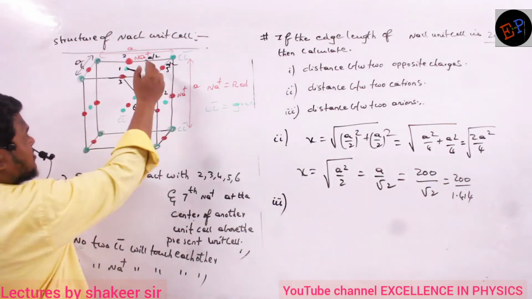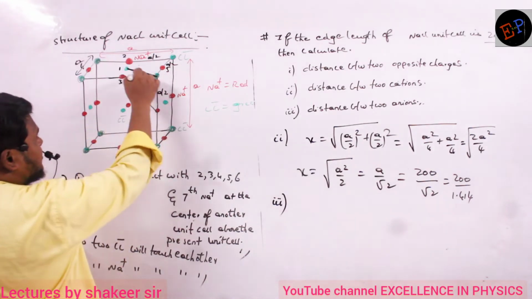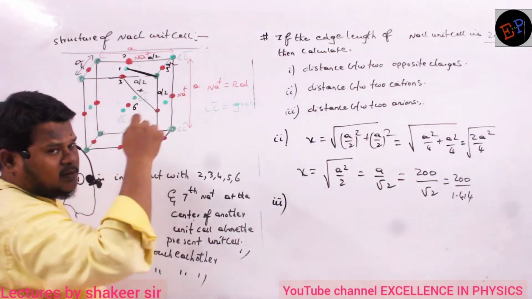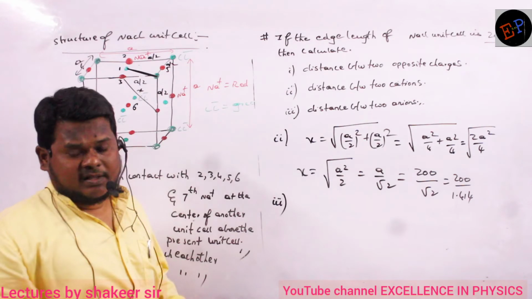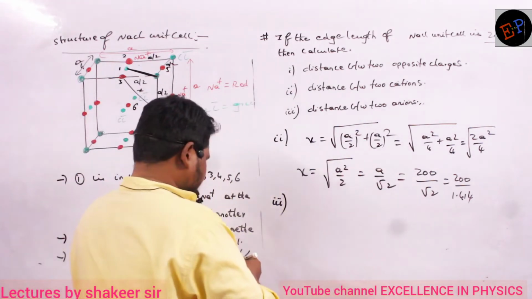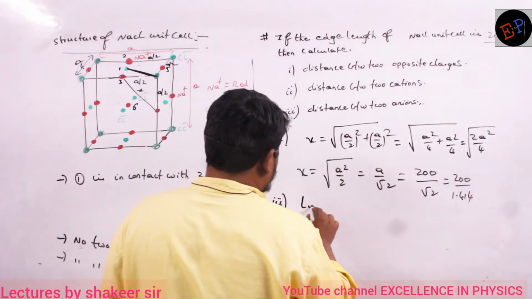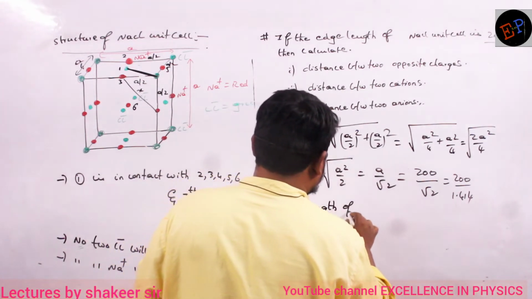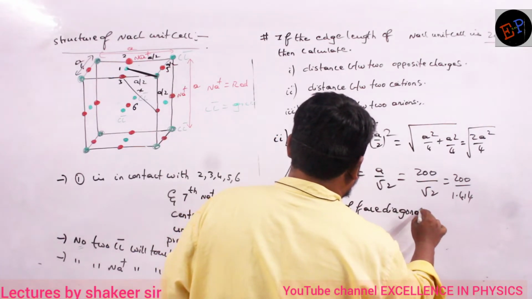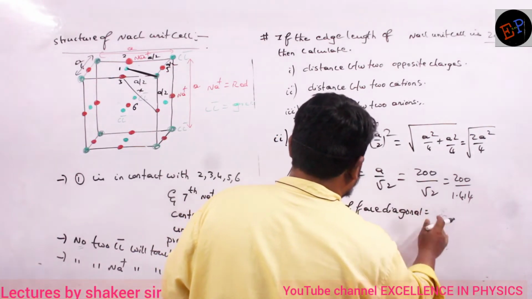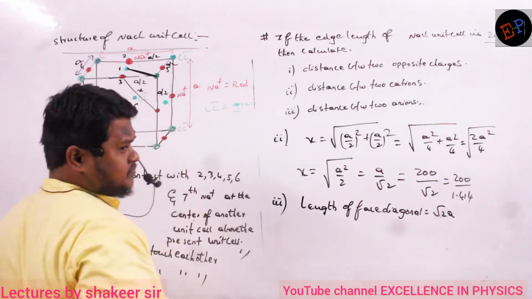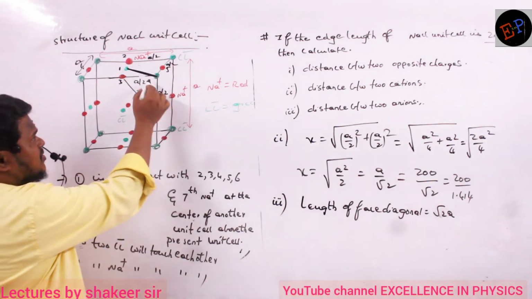And what is this distance? This distance is this one. This is a face diagonal, no? What is the length of the face diagonal? Root 2 a. Okay? So I am writing here. The length of the face diagonal is root 2 into a. But this is half of the face diagonal, no? This distance is half of the face diagonal.